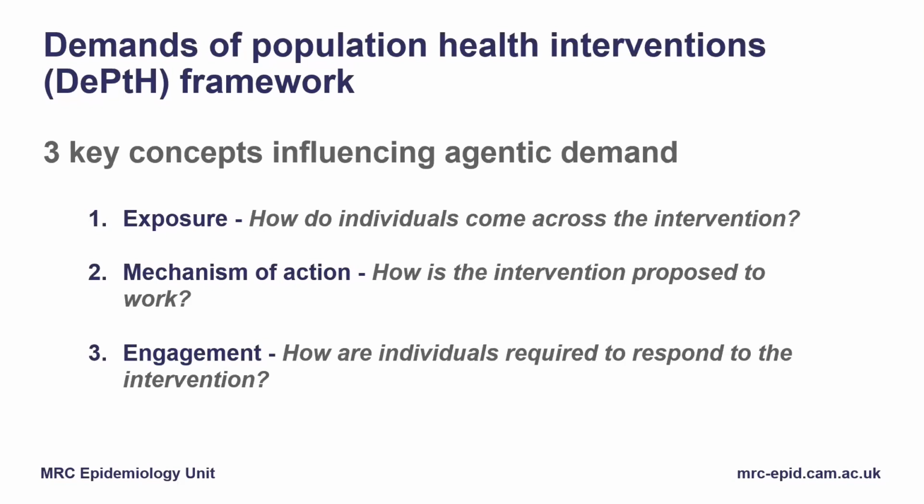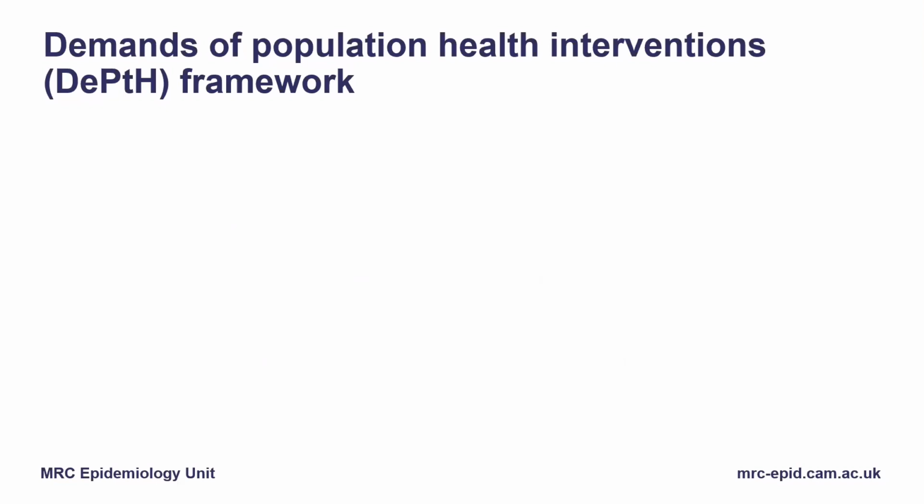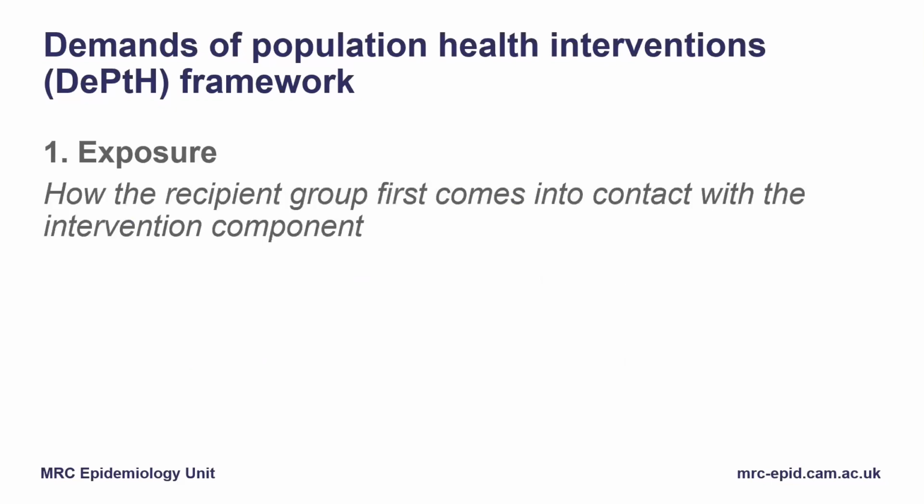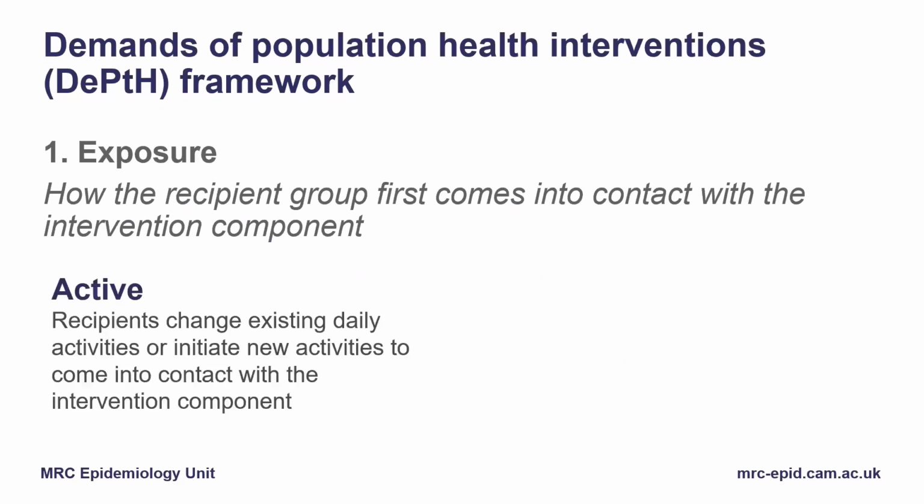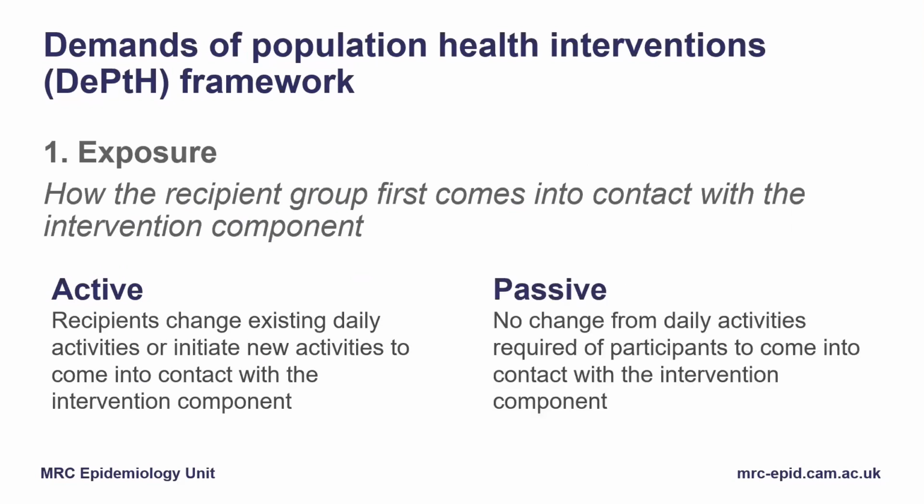Now, these three constructs are assembled into a matrix that classifies interventions into similar categories, which I will show you how this works now. So the first concept of exposure, which is how the recipient group first comes into contact with the intervention, can be classified as active, where individuals have to make a change to their existing activities or locations in order to come into contact with the intervention. Or it can be passive, where they come across the intervention as part of their normal routine activities.